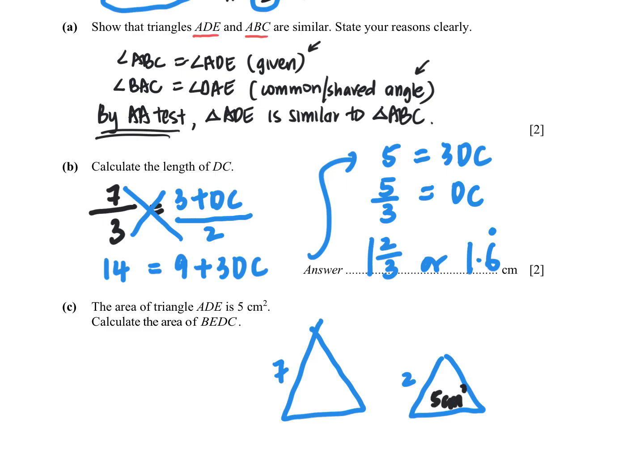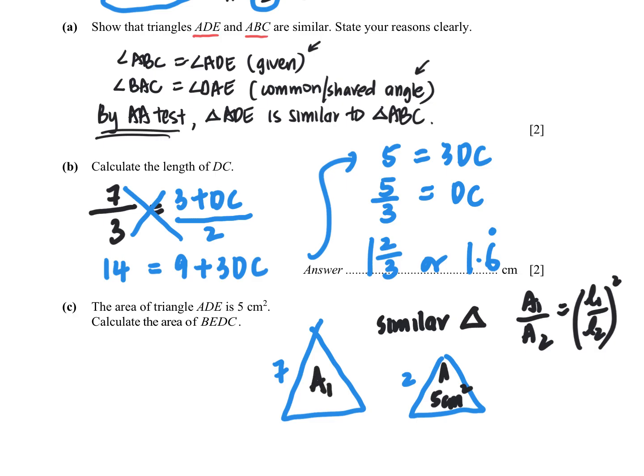Okay, next, I have 2 similar triangles. So I'm not sure if you can still remember A1 over A2 is L1 over L2 square. So if I want the ratio of the area, I need to square the ratio of the sides. So let's call this A1. And this is A2. So A1 over A2 is L1 over L2 square.